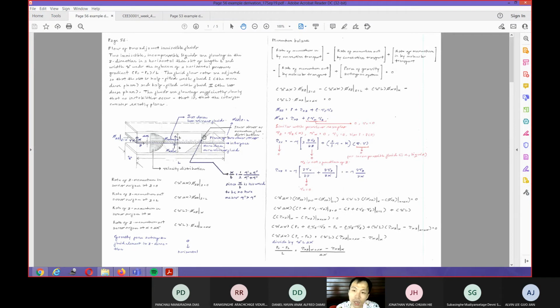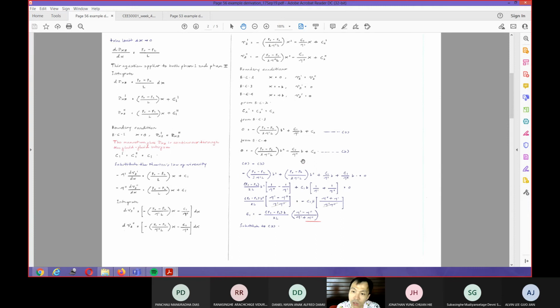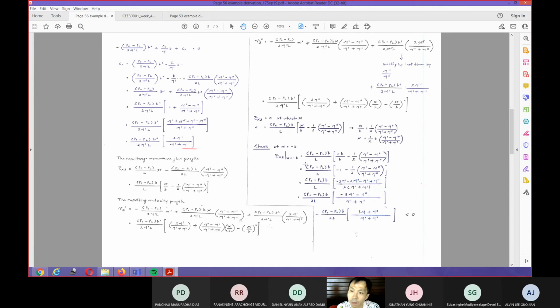Did you get this, Jonathan? So then you will ask me, sir, how did you know that the shear stress is negative at this particular position at x equal minus b, or positive at x equal b? I know it because I confirm it based on my calculation. Once I have the resulting momentum flux profile, I plug in x equal minus b, and then I know that this will be negative.